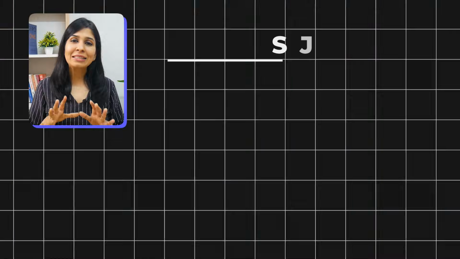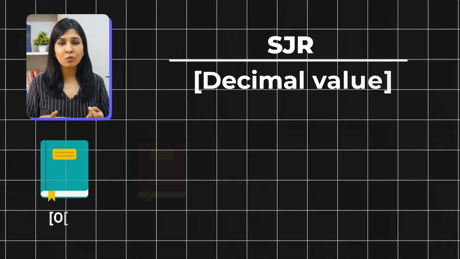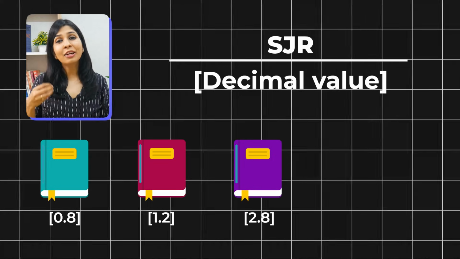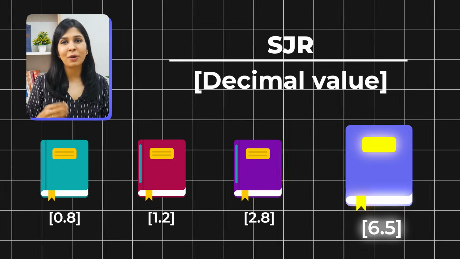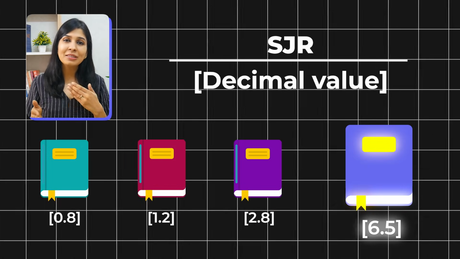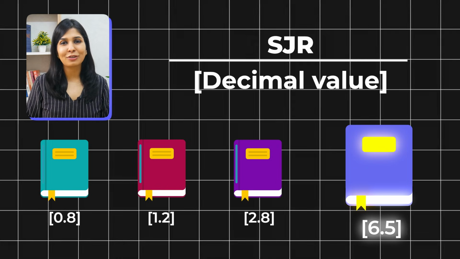Now, SJR is typically expressed as decimal values, for example, 0.8, 1.2, 2.8, and it could be higher for even more prestigious journals. So, the higher the number, the more prestige-weighted citations that journal has received.